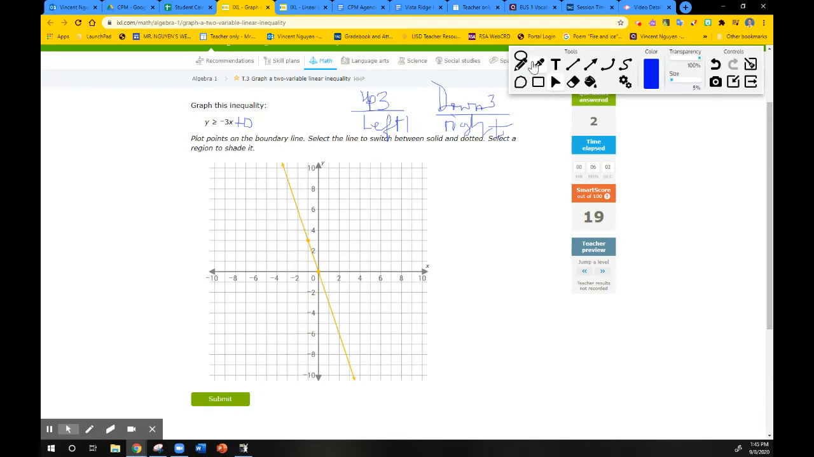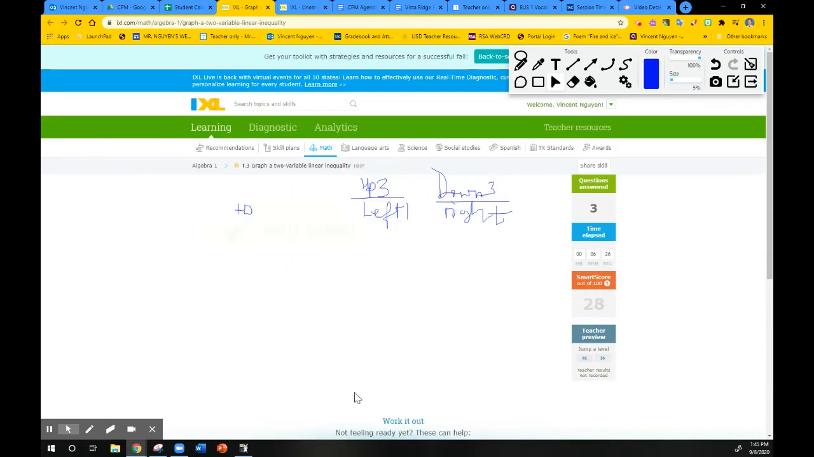And now I'm going to shade. Well, this says that y is greater than. I have to pick either this side or this side to shade. Well, this side, notice all of your y values are actually greater than, right? 2, 4, 6, 8. So the top is right here. So this is called shading above, okay? Shading above when I am greater than. And I'm done. Hit submit.